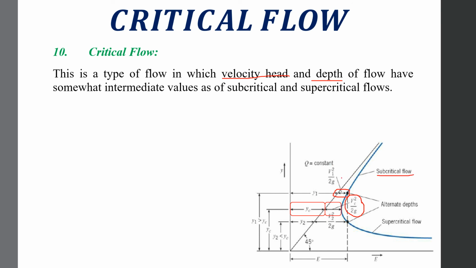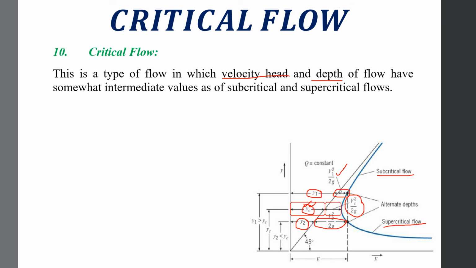For subcritical flow, the value of velocity head is less as compared to the critical velocity head. You can see here, this is the velocity head for supercritical flow. For supercritical flow, the velocity head is greater than for critical flow, but for subcritical flow, the velocity head is lesser as compared to the critical flow velocity head. In case of depth, the subcritical flow depth is greater than the critical flow's depth, and the supercritical flow's depth is less than the critical flow's depth.